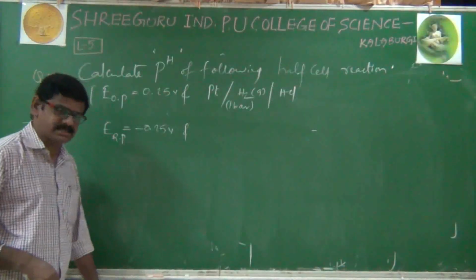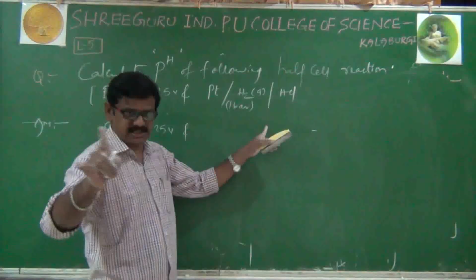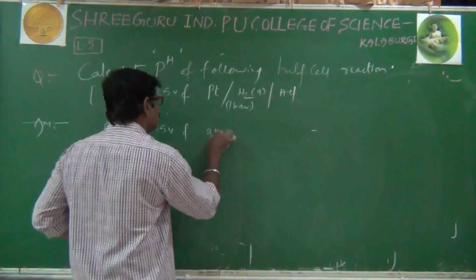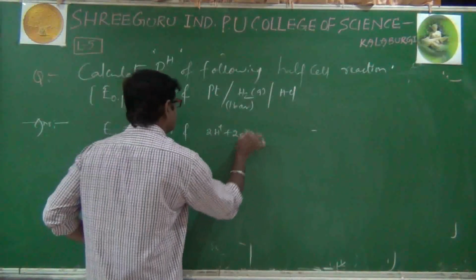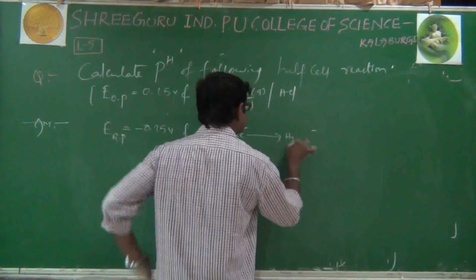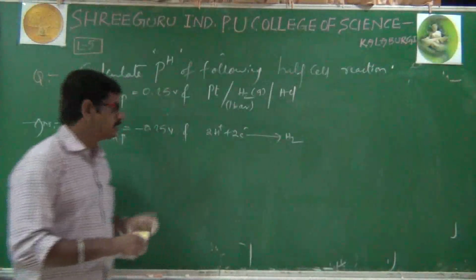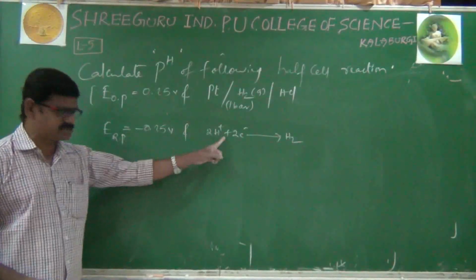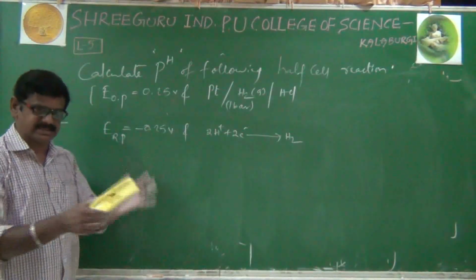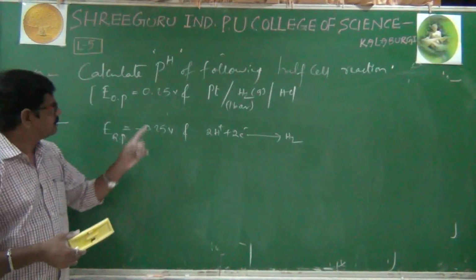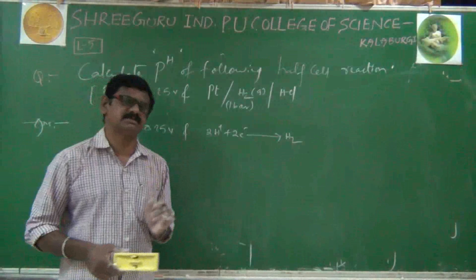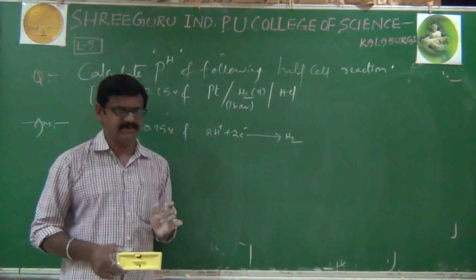Next we have to write the reduction reaction of hydrogen. The reduction reaction is nothing but 2 H plus taking 2 electrons and converting to H2. That's it. Reduction potential and reduction reaction, both are taken at the same time. Now he is asking for pH. pH means you have to calculate the log of H plus, so that related value you have to calculate.